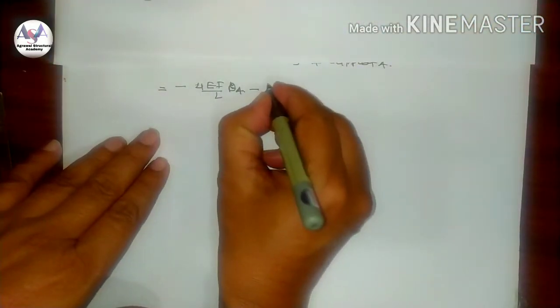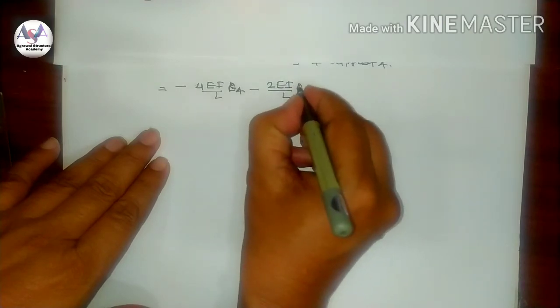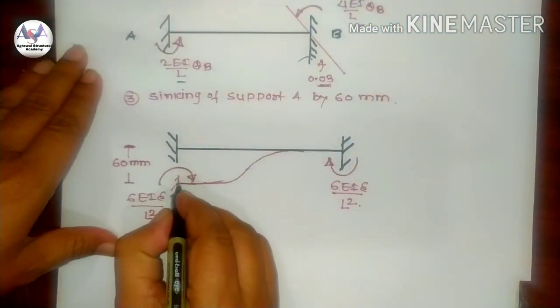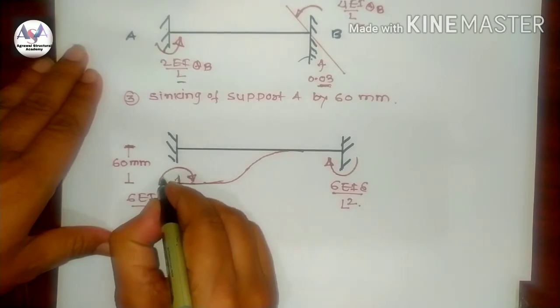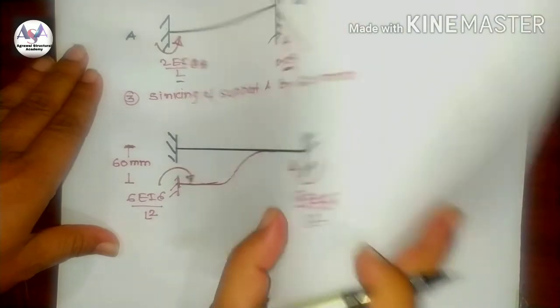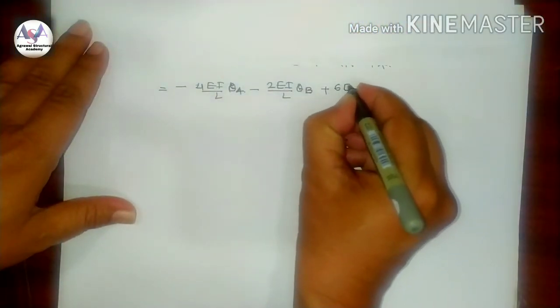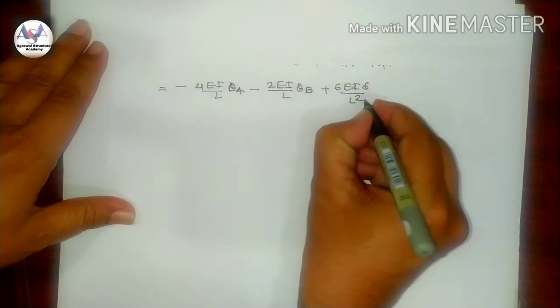So again minus 2EI by L into theta B. And the last one here: due to this sinking, where the sinking support is downward, there is always the sagging. So here this direction is a sagging direction. That is why it's a plus 6EI delta by L square.